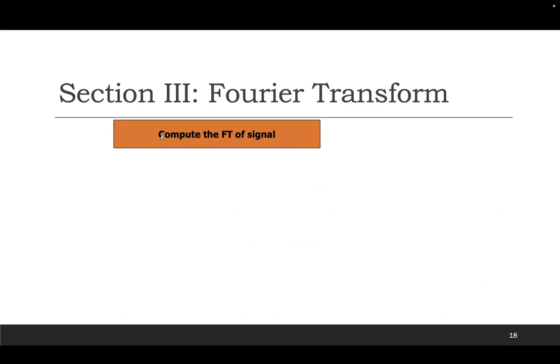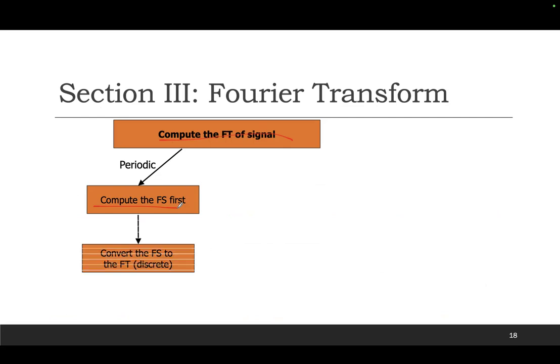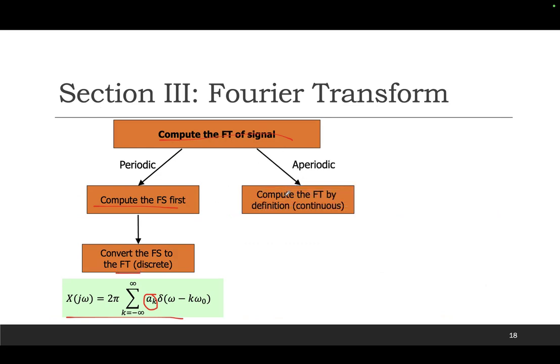And for the Fourier transform, computers usually want to compute the FT of a signal, and we will have two different options. One is periodic, the other is non-periodic. For the periodic, firstly we compute the FS coefficients, and then we convert the FS to the FT using this equation. And for non-periodic signals, we just compute the FT by definition, this definition. That makes sense to you.